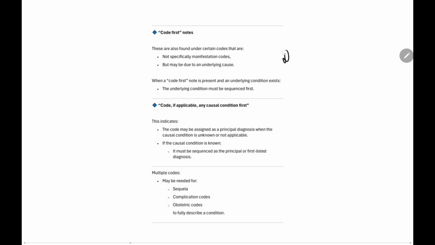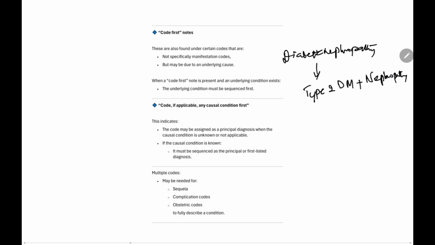Example, there is diabetic nephropathy. So what we will do here, he didn't mention type 1 or type 2, so we will take it by default as type 2 diabetes mellitus plus nephropathy, right?